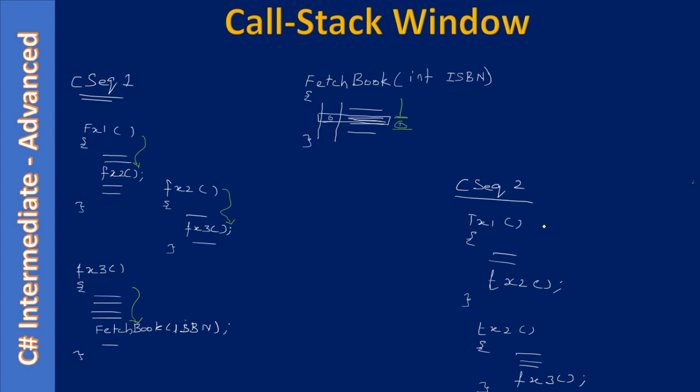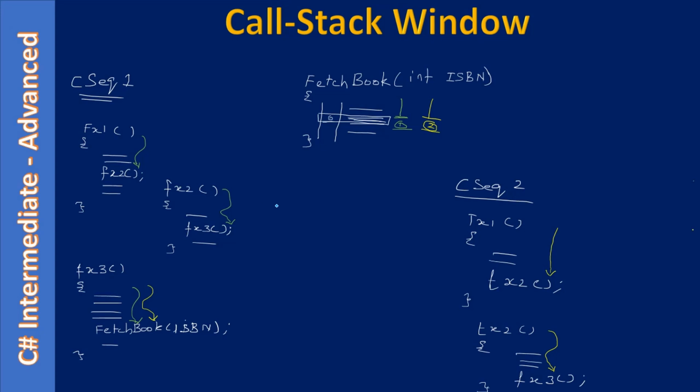In call sequence 2, if you see, there is a different functionality altogether. This time tx1 is where the call is originating. It makes a call to tx2 and the flow goes through tx2. Then tx2 is making a call to fx3. So here if you see, the sequence is changing. This one is from fx1 and fx2, but this one is from tx1 and tx2, then fetchBook. And once again we hit a breakpoint here, but this breakpoint is through call sequence 2.